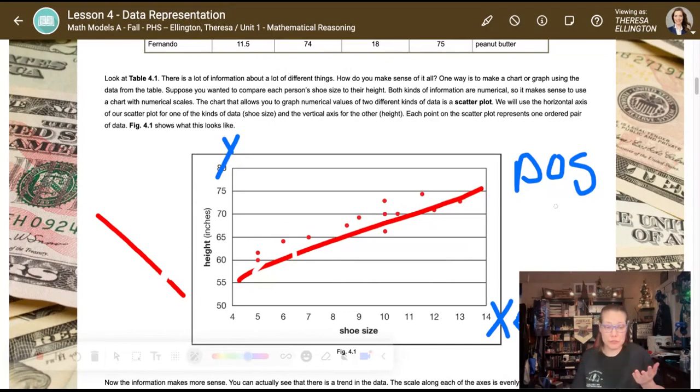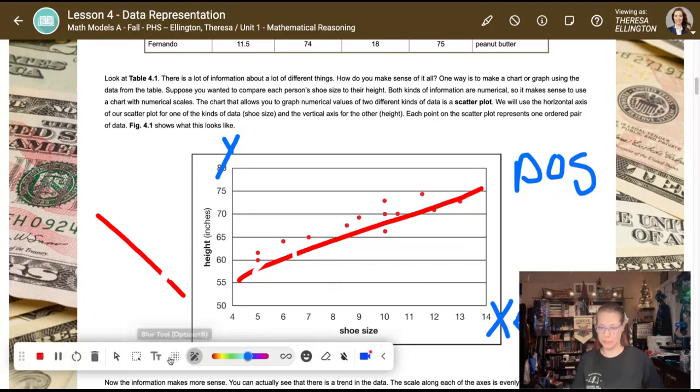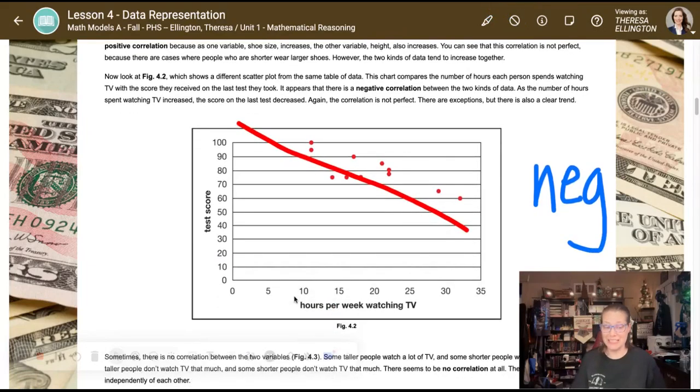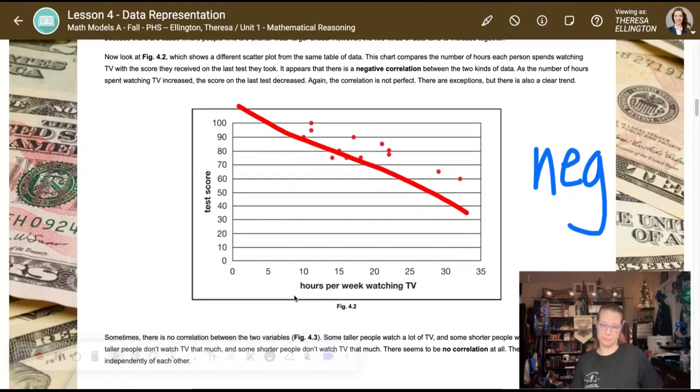These are the same words we use for slope. This is a positive slope. It is a positive correlation. Oop, I'm still on that. Let me change back to the cursor. This is a negative slope. It is a negative correlation.